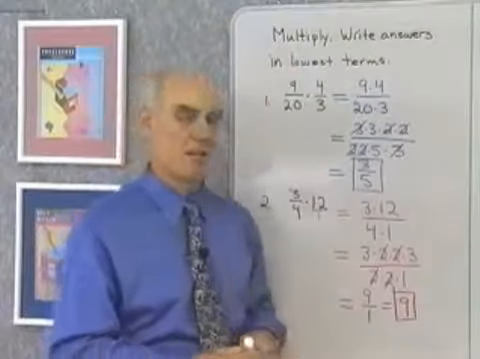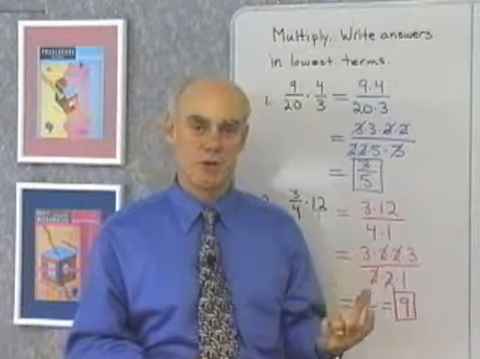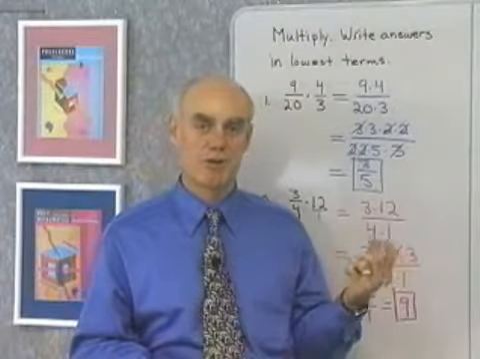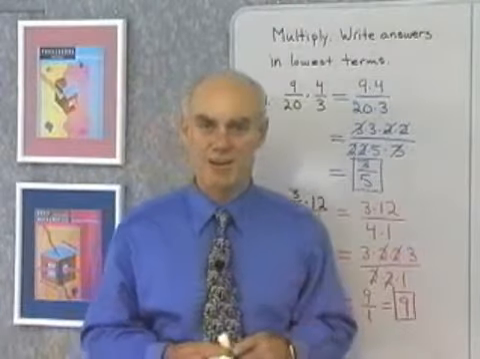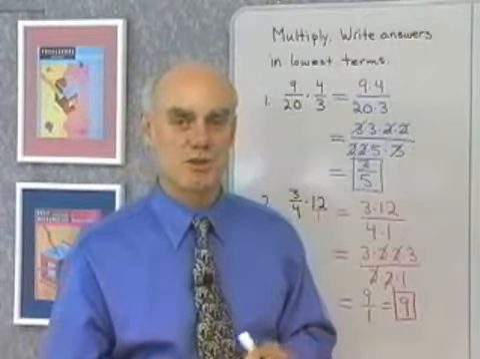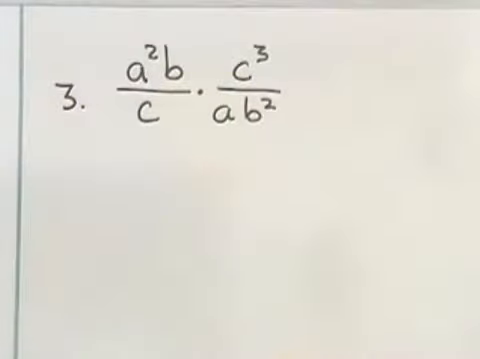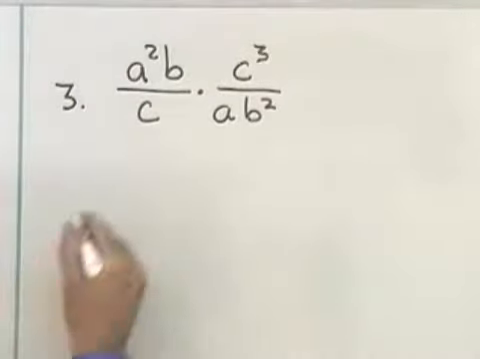So, same process. I multiply by multiplying numerators, multiplying denominators, then I factor the numerator and denominator completely, divide out any factors they have in common to reduce to lowest terms. Problem number 3 involves variables. So, I'm going to factor completely.